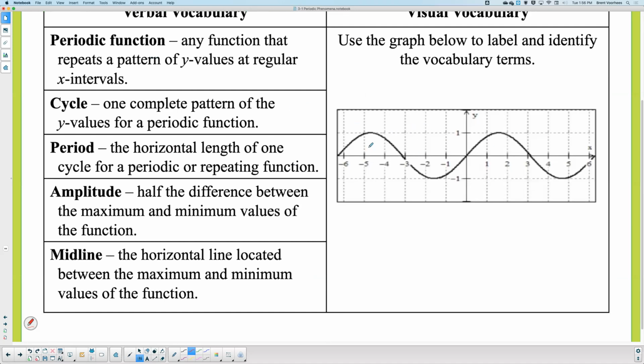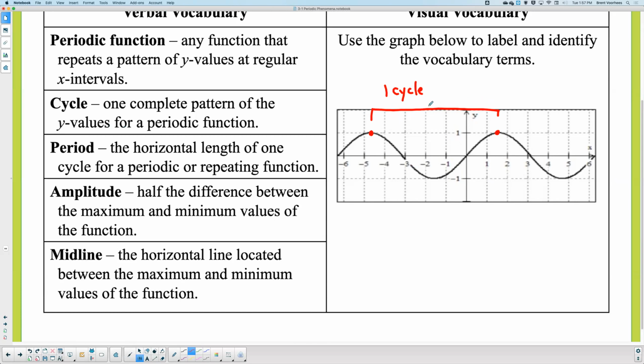Because I could label one cycle. For example, I could say from its maximum to its maximum. This would be one cycle. I want you to label this on your paper. So from this point to this point is one cycle. It's a complete pattern of the y values. It's from its maximum all the way back to its maximum.